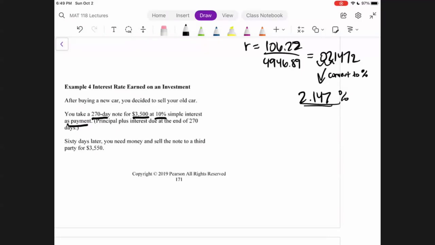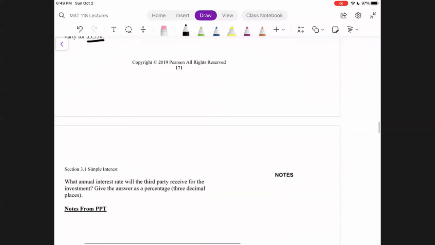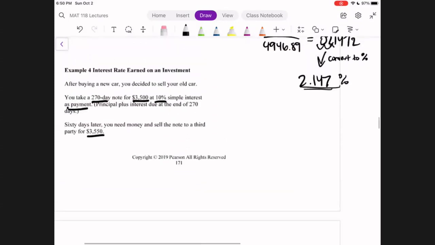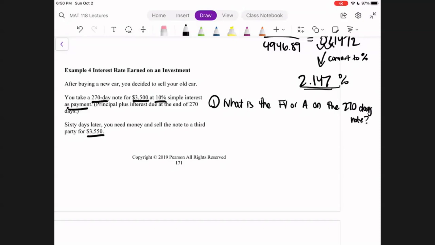So 60 days later, you need money. So you sell the note to a third party for this much. Okay. What will the annual interest rate the third party receive for the investment? So there's a similar one on the mini project, so you can always look at that one as well, but we'll go through this one. So first thing you have to do is, for the original part here, is what is the future value, or A, on the 270-day note. So let's compute that first.